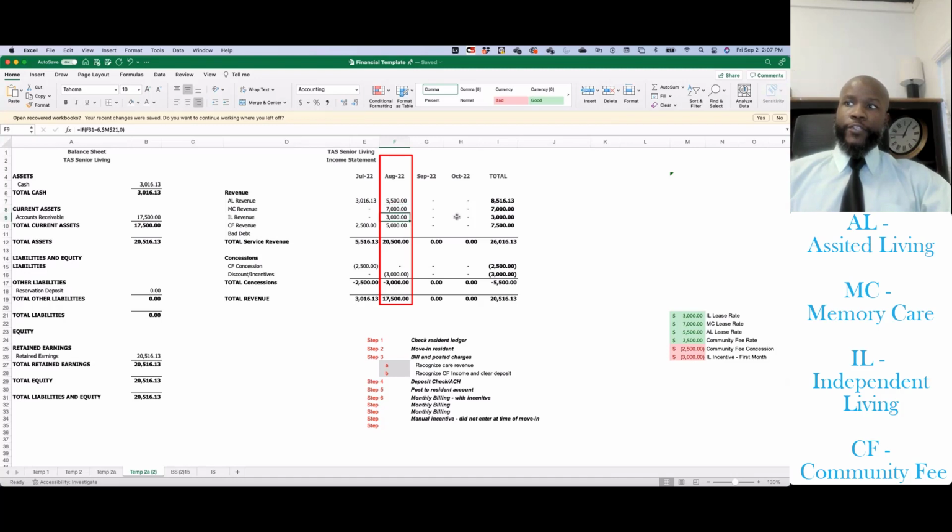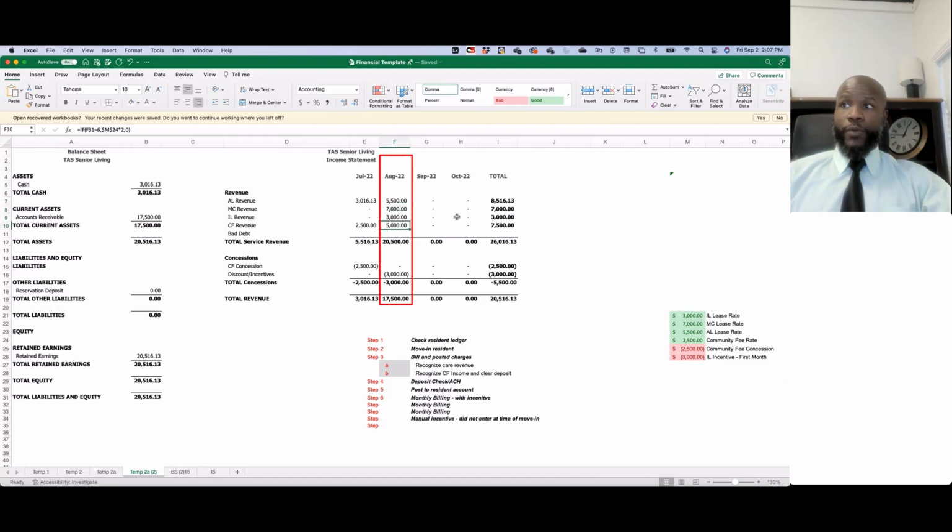So if we had 2 additional move-ins, we got a community fee that we want to recognize for those 2 move-ins. So going with our same scenario, $2,500 per community fee. So that's why that is $5,000. Again, just understanding what the financials look like. And so when we did the billing and did the move-in process for these 2 additional residents, then we're going to show the community fee income.